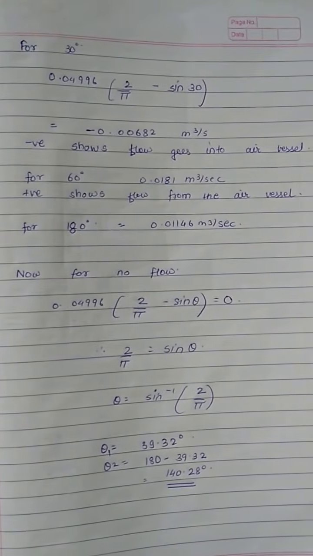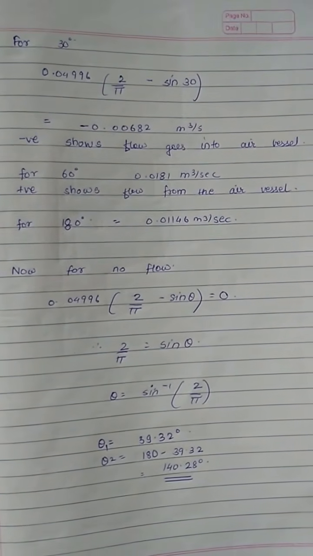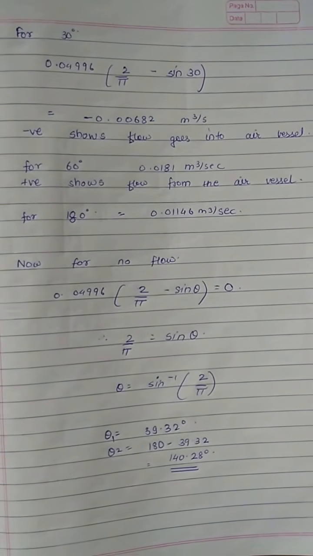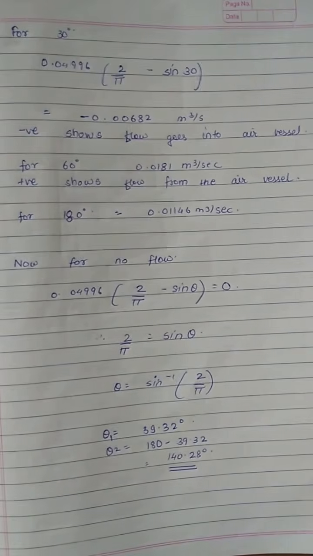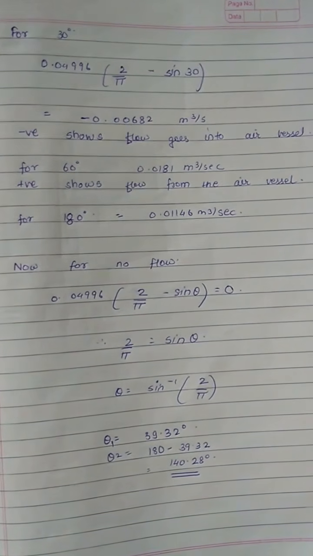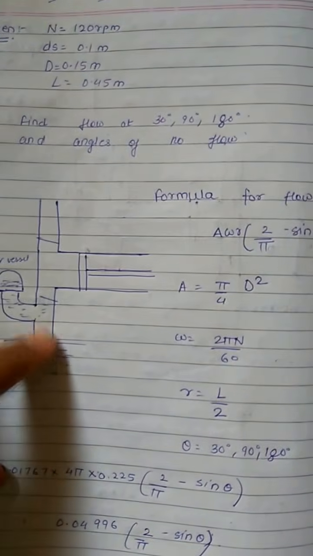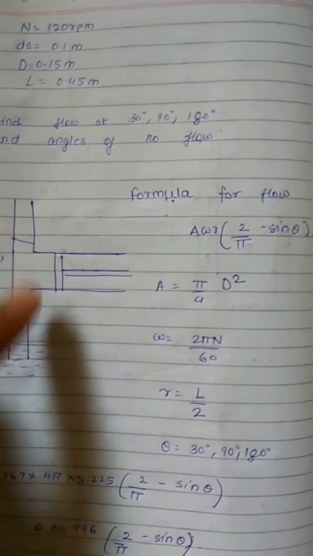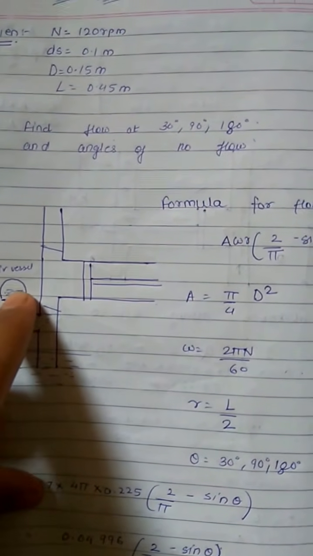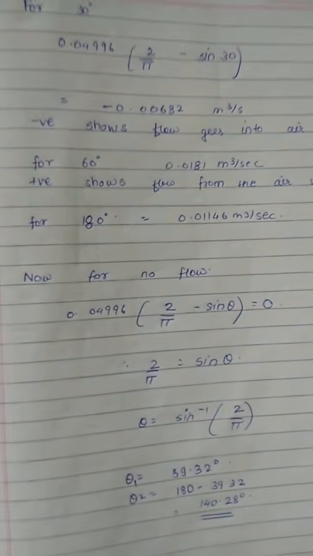Now for 30 degree, put theta equal to 30 and we get the answer as minus 0.00682 meter cube per second. Now this is a negative answer. Negative flow shows that the suction is greater than the discharge. Therefore some part of the suction is getting stored into the air vessel. Therefore we get a negative answer.